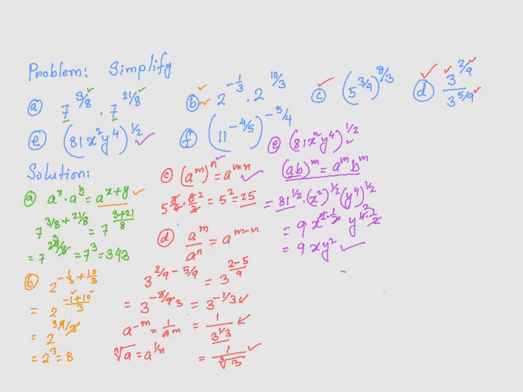And finally, f, this one. Again, to simplify this, I'm just going to use this rule: a to the power m raised to the power n is a to the power mn. So it's going to be 11 to the power negative 4 over 5 times negative 5 over 4. Negative and negative is going to make it positive, and 5 and 5 cancel, 4 and 4 cancel. That gives you 11 to the power 1, which is just 11. So this is going to be your answer to this one.